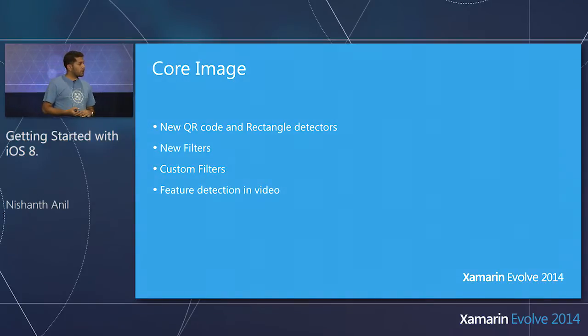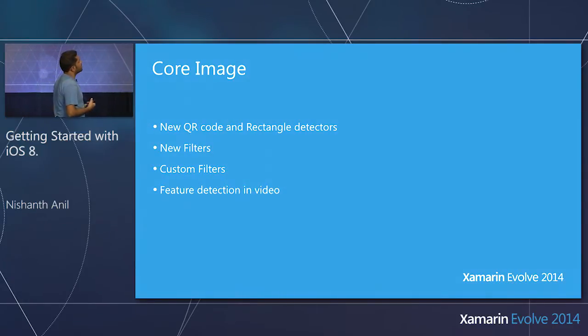A few changes to Core Image. The new detectors are out there. Have you used the Quest app, the Evolve Quest app? Did you see the QR code detector? That's using the latest stuff. There's also a rectangle detector, which is very cool.